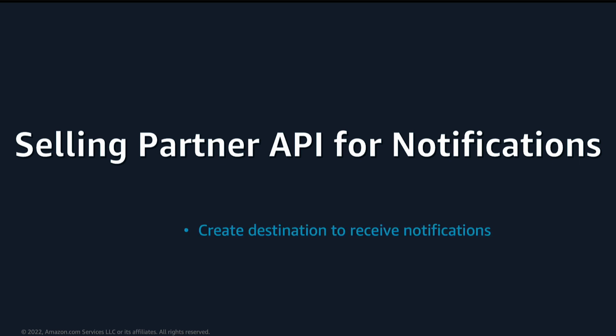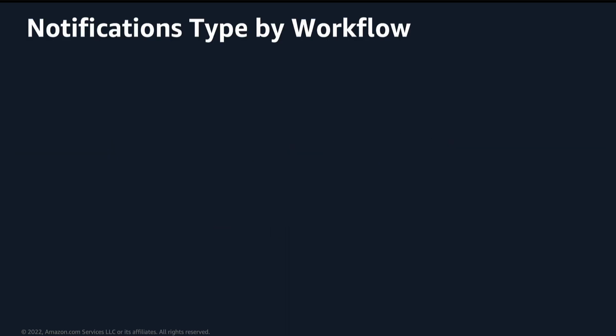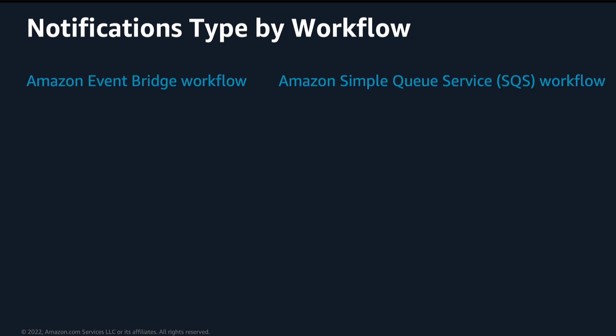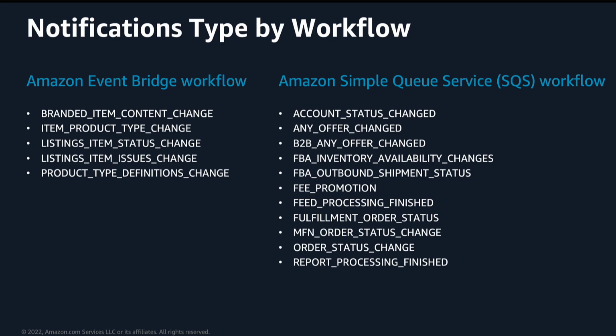Using this API, you can create a destination to receive notifications, subscribe to notifications, delete notification subscriptions, and more. There are two separate workflows for receiving notifications, Amazon EventBridge and Amazon Simple Queue Service. As you see here, we have 5 different notification types using EventBridge and 12 using SQS. You need to follow the appropriate workflow based on the notification type that you want to receive. Today, we are going to dive deep into the report processing finished notification under the SQS workflow.